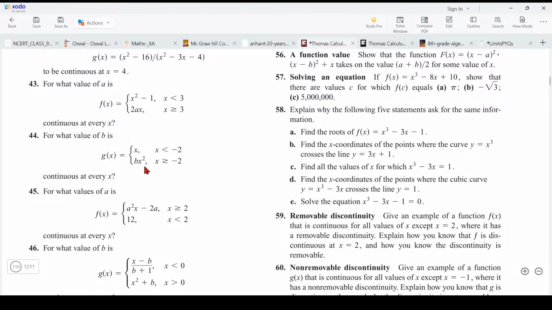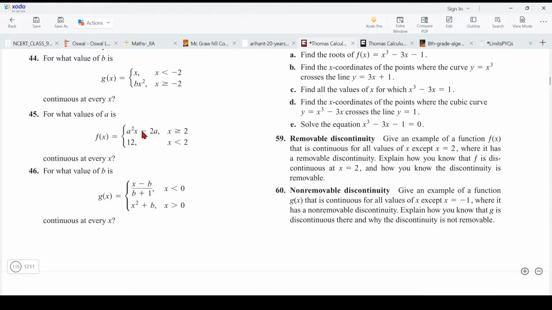Basically, this value and this value should be equal to the same value at x equals minus 2. Similarly, this and this should be equal to the same value. Basically, this should be equal to 12 at x equals 2. Okay, that's how you define x to make it continuous.